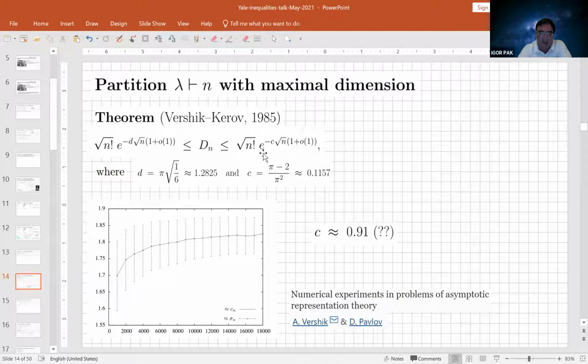And I want to say that Vershik and Pavlov did simulations, which I don't believe at all. They have some kind of strange idea of how to calculate the C. The C is what should be the order. It should be square root of n factorial times e to the minus C times square root of n. And they believe that C should be 0.91. And I don't think their simulations are right. But that's all we have. They don't write actually on which computers they do it. I'm assuming it's some kind of laptop running Microsoft Windows or something like that. This is relatively recent. This is about 2010.